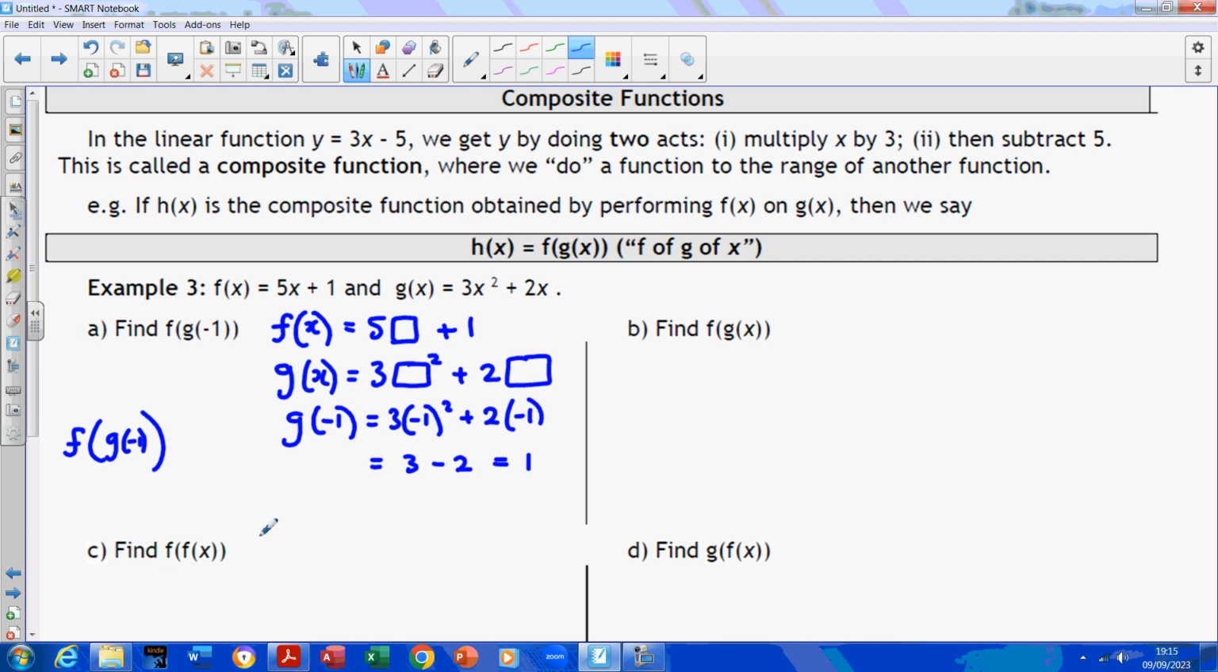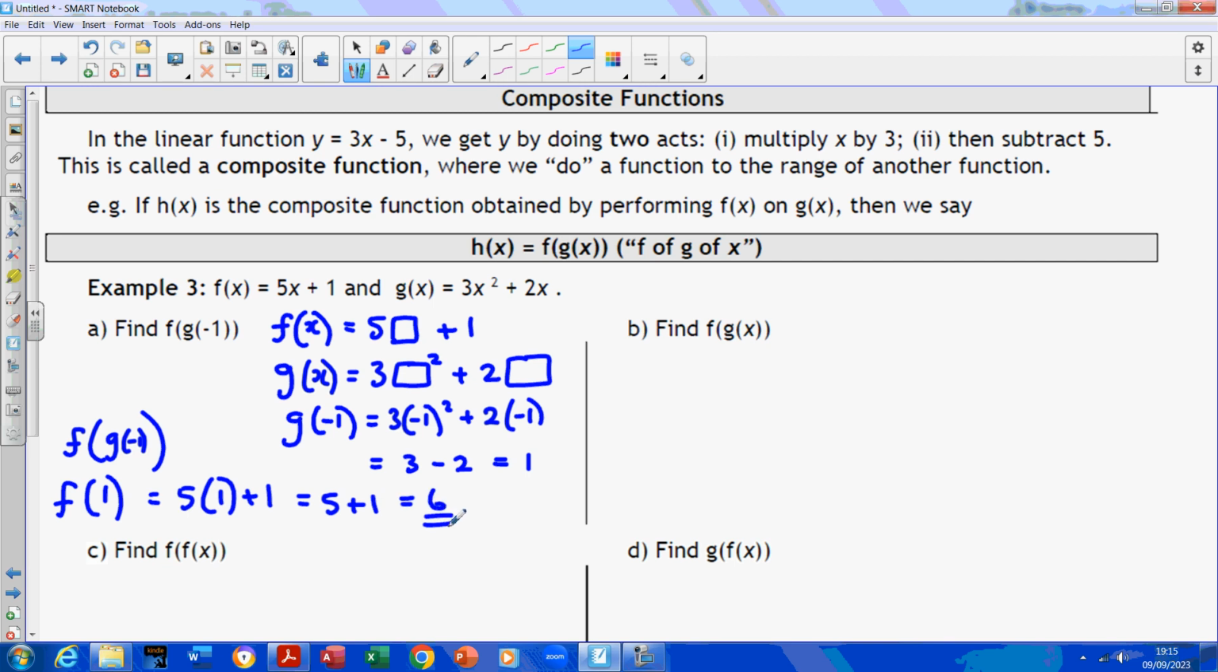Because it's a number that's used in this one, I'm doing f, and I know that g of minus 1 is 1, so that's what I write in. Now, what does function f do to the thing in the bracket? It does 5 times the thing in the bracket plus 1. 5 ones are 5 plus 1 is 6. And that's the final answer to that one.